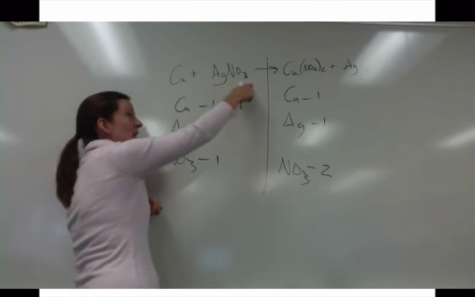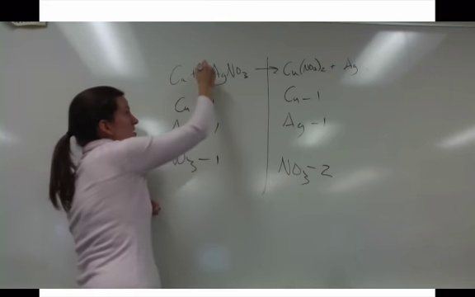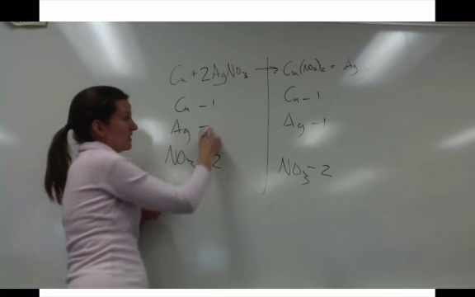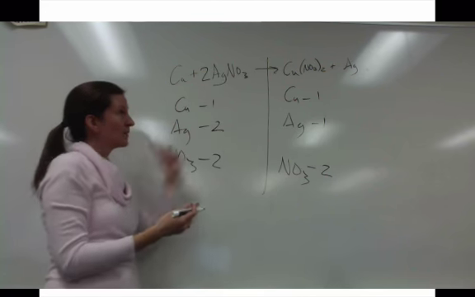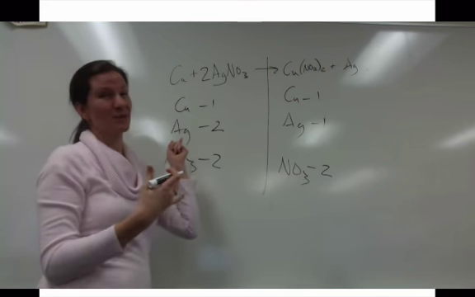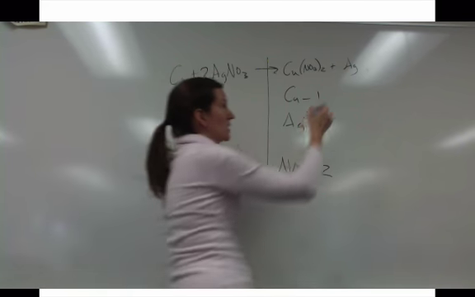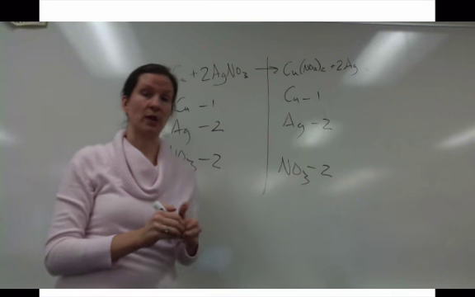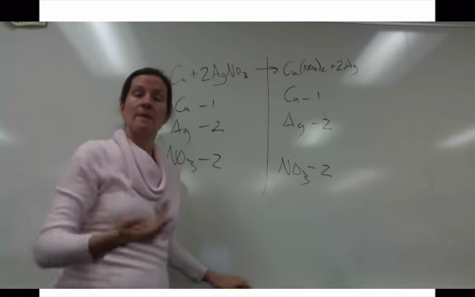The subscript on nitrate is a 1, so I need 2 times that nitrate to get a 2. Now that affects my silver also, but if you look at this equation, affecting silver is no problem. Silver is alone on the other side, so to make it a 2, you just add the 2 subscript, and that's it.